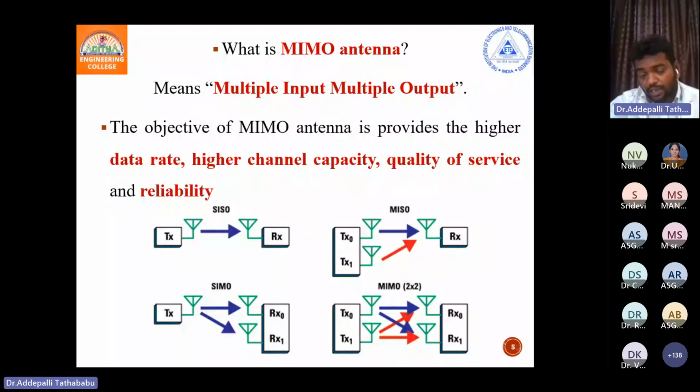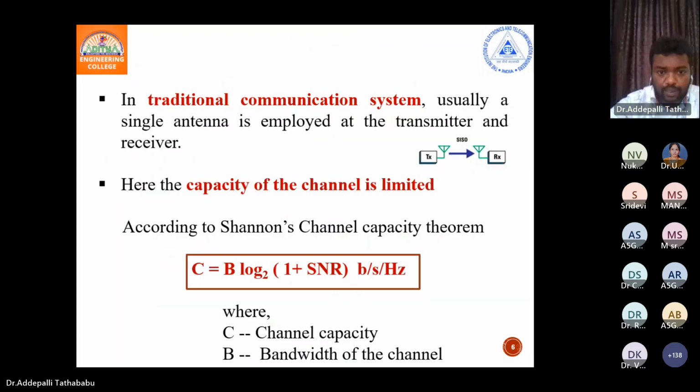The objective of an array is to improve the directivity and the gain. And here the objective is higher data rates, higher channel capacity, quality of service, and reliability. How will it improve, and what is the difference between array and MIMO? In MIMO, I will explain. So in a traditional communication system, I will tell you what is the difference.